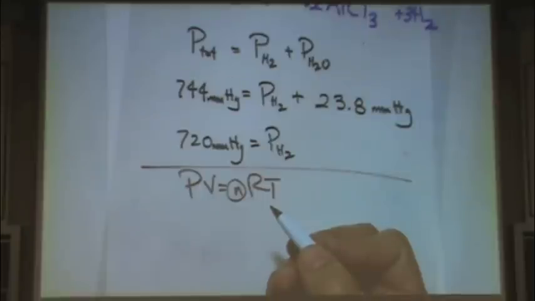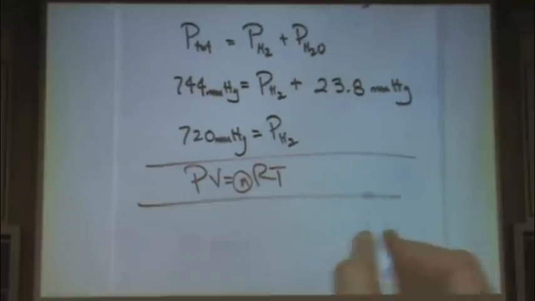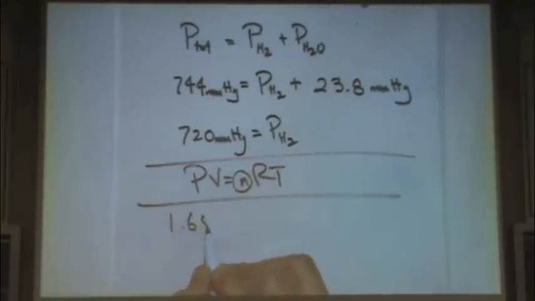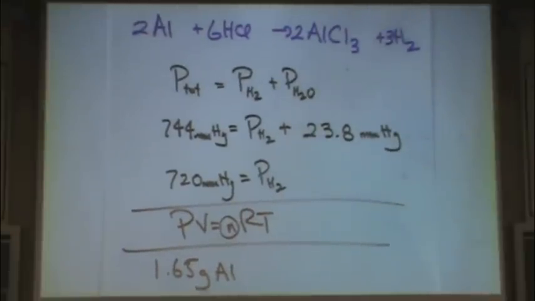Let's see. Water. Oh, maybe I don't. Let me see. Oh, it's even easier. Oh, yes. It is even easier than this. This is so awesome. They tell me 1.65 grams of aluminum. If I know the grams of aluminum and I have the equation up at the top, all I have to do is stoichiometry. So the second part's actually pretty easy.